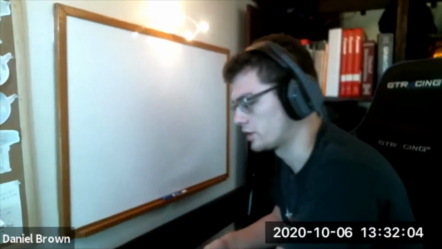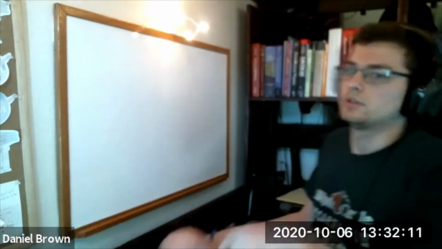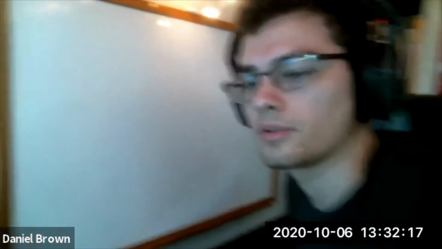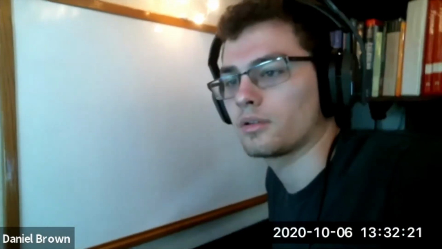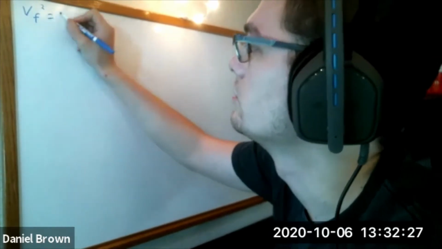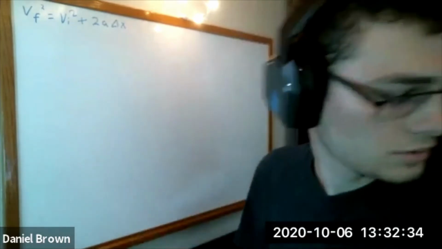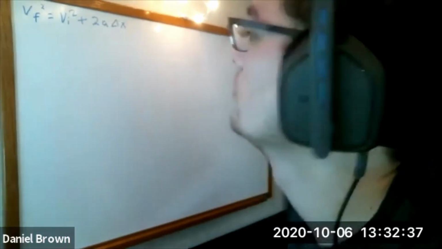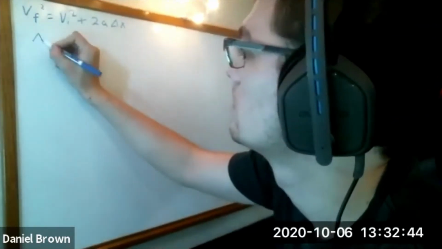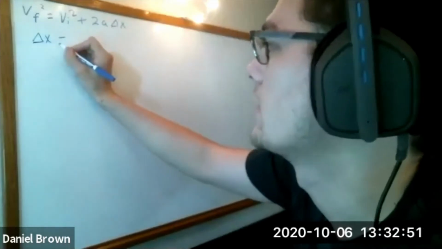Okay, so in order to derive the work energy theorem, so you guys can see where it comes from, we're going to take one of our kinematic equations, Vf squared is equal to Vi squared plus 2a delta x, and we're going to solve this equation for delta x. So to get delta x alone, we have to subtract Vi squared to the other side and divide by 2a.